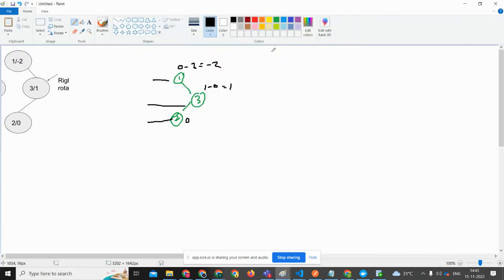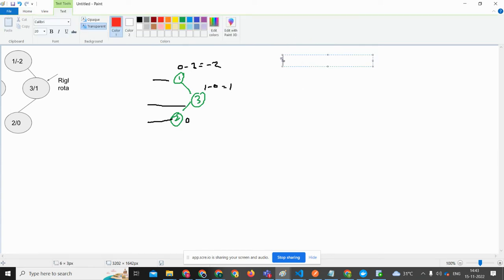Okay, I'll take the points and write it here. If you have minus 2 as slope.